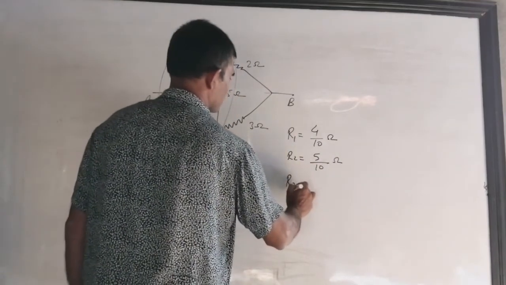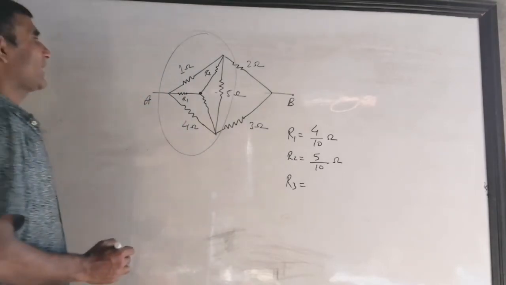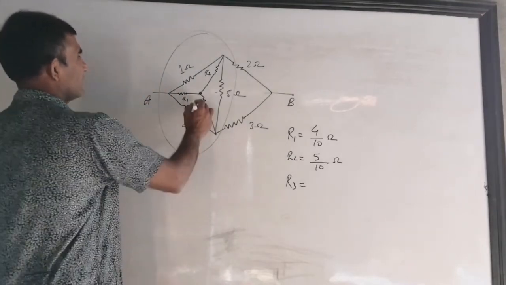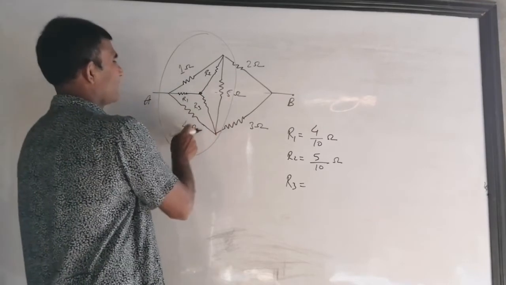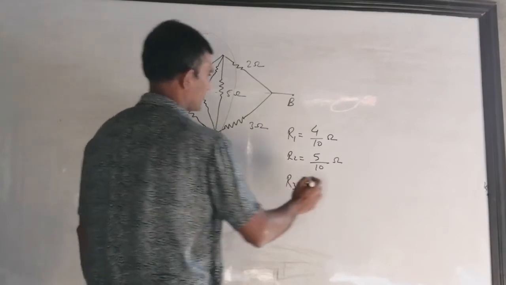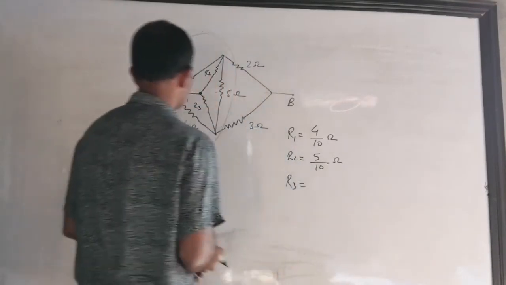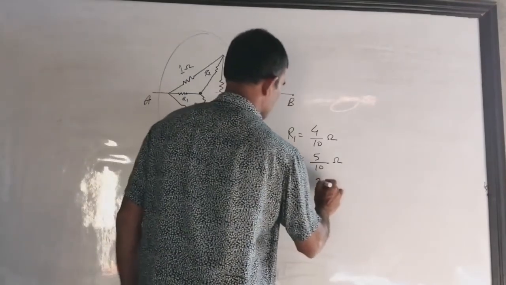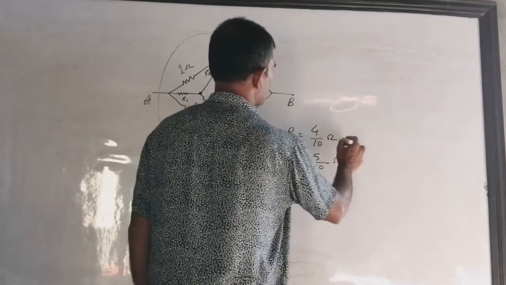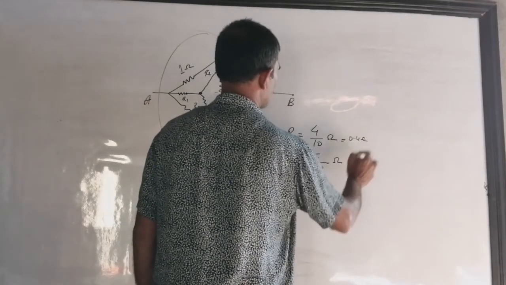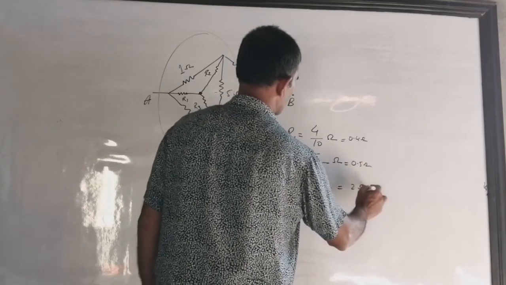Now R3. Try it this time yourself. Don't always depend on the teacher. 5 and 4 multiply, so 20, and the total is again 10. So this becomes your 0.4 ohm, this becomes 0.5 ohm, this becomes 2 ohm.